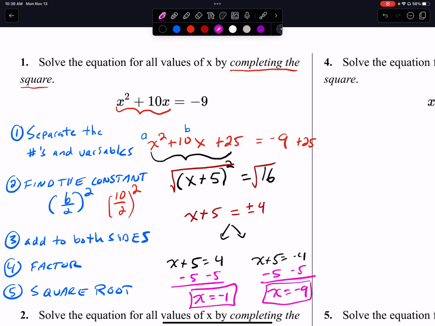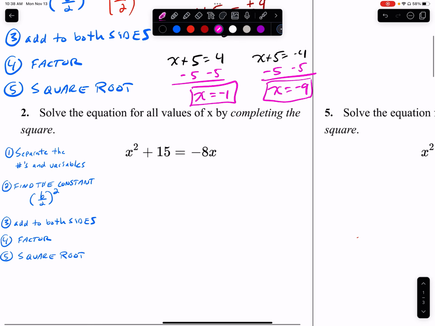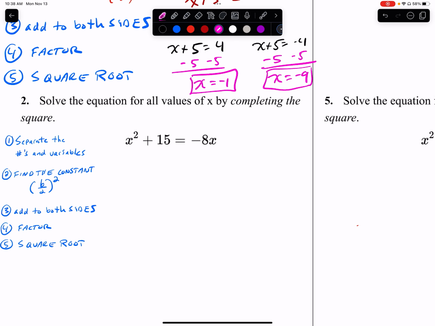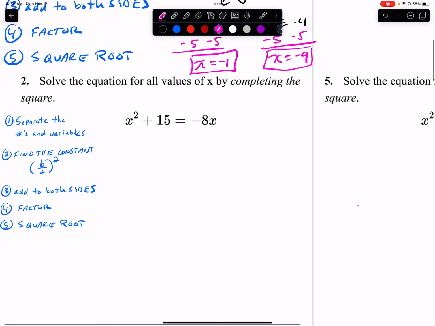There are two answers to this problem because we're dealing with a quadratic, a squared value. Now this is completing the square. This technique is the most universal. You can do this for every style of problem. Let's take a look at another one. I made the directions a little bit smaller, but we're going to follow the same steps.